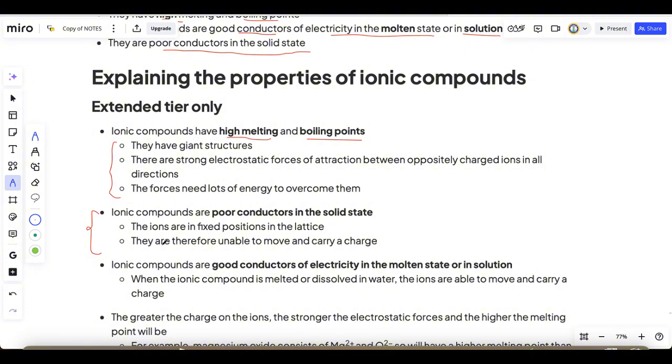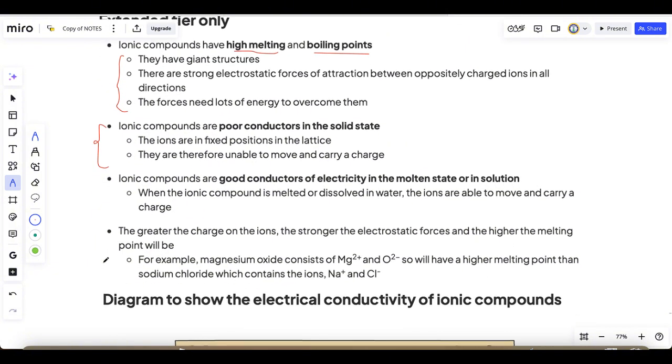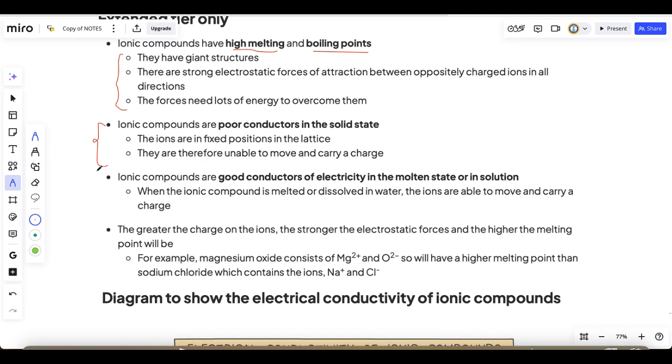Now the third property that you should be able to explain as an extended science student is this: ionic compounds are good conductors of electricity when molten or in solution. Now how do you explain this? They are good conductors when the ionic compound is melted. That is the meaning of molten. When you melt it, it is molten.